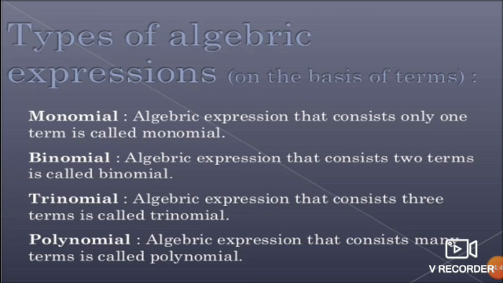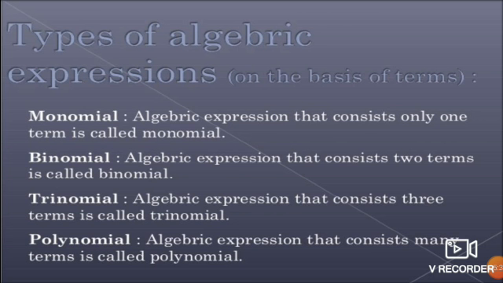Binomial means algebraic expressions that consist of two terms. Suppose 3x plus 4y; this type of expression we can call a binomial. Trinomial: algebraic expressions that consist of three terms are called trinomials. Observe, they consist of only three terms, I mean 2x, 3x, 4y, like this. In the expression only three terms are there. Such a type of expression we can call a trinomial.